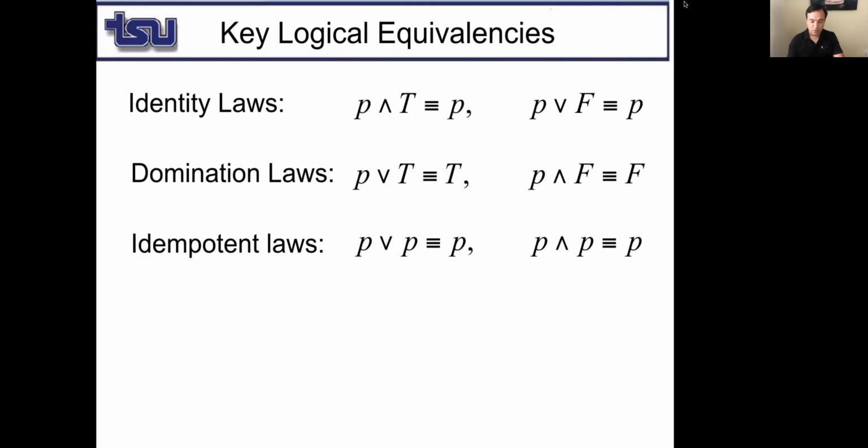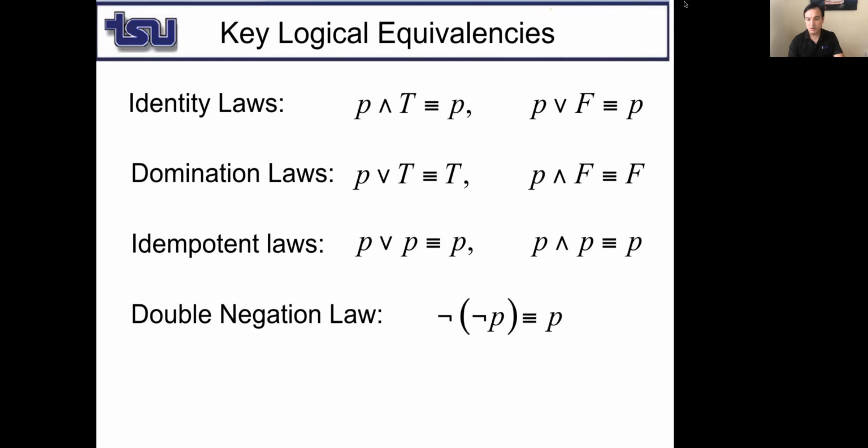Idempotent law, well, P or P is P, P and P is P. I mean, that's very clear. So I don't need to say anything about it. P or P is P, P and P is P. Double negation law, what does this say? This says inverse of inverse is itself. In other words, if you get negation of negation, it is itself, okay? That's also very intuitive.